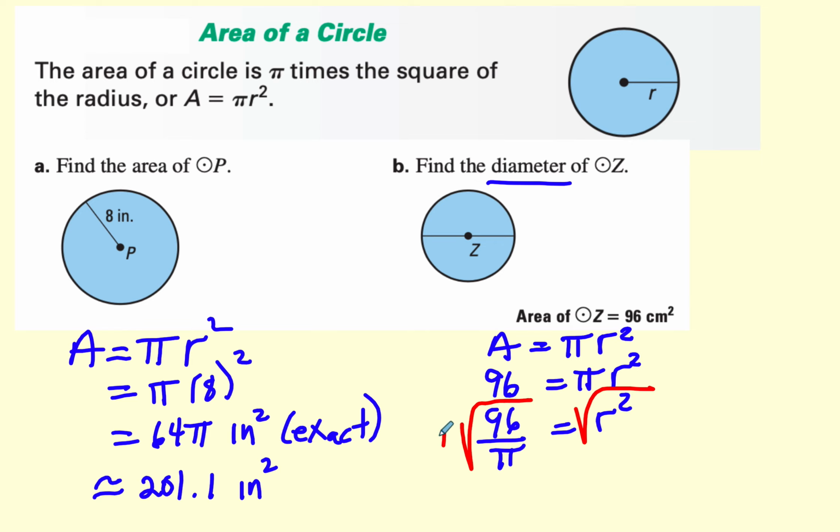And remember, we don't care about the negative one. So r will be equal to the square root of 96 over pi. And the radius is in centimeters, not square centimeters, because radius is just a length. Now, if I wanted to find an approximation, I'll just put the square root of 96 divided by pi, and I get about 5.5. So this would be about 5.5 centimeters, approximately, because I've rounded.